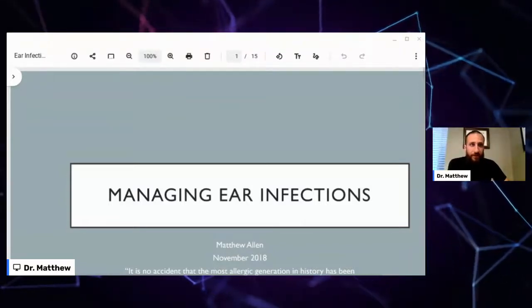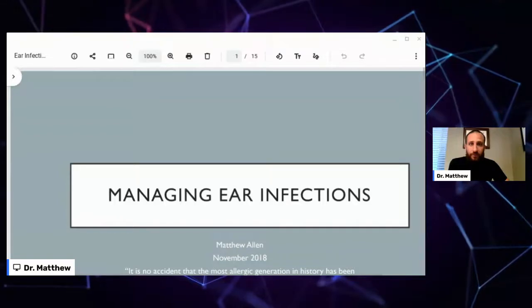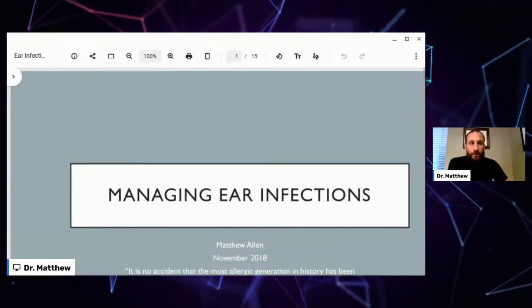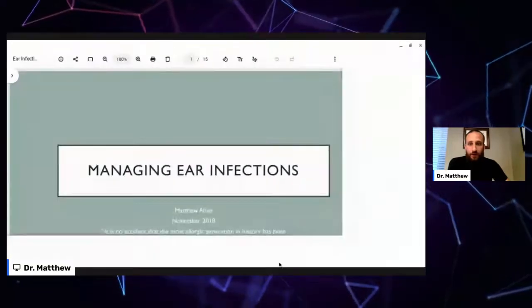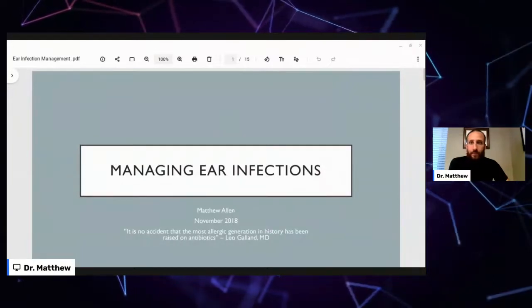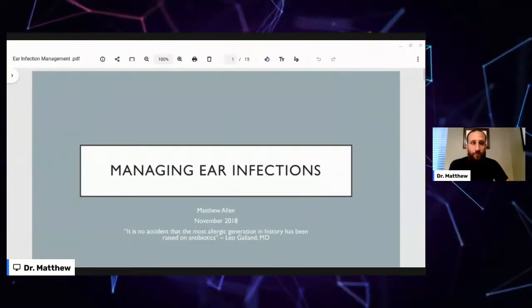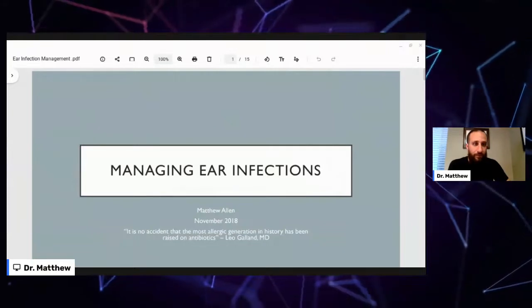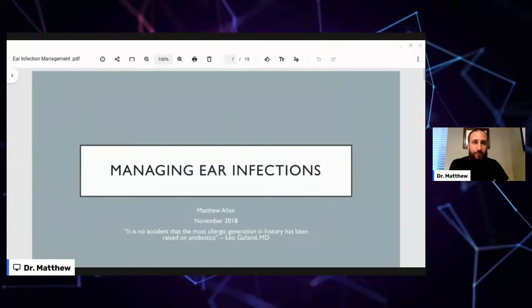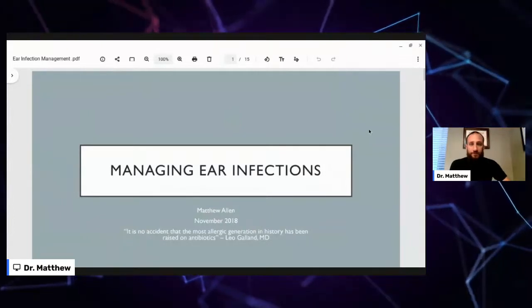Let me see if I can find this window. Where's the window? Here it is. All right, so let's talk ear infections and how we can manage them. So I'm using a platform called Restream, and I've never used it before, but I'm digging it. All right. So, let's talk ear infections.